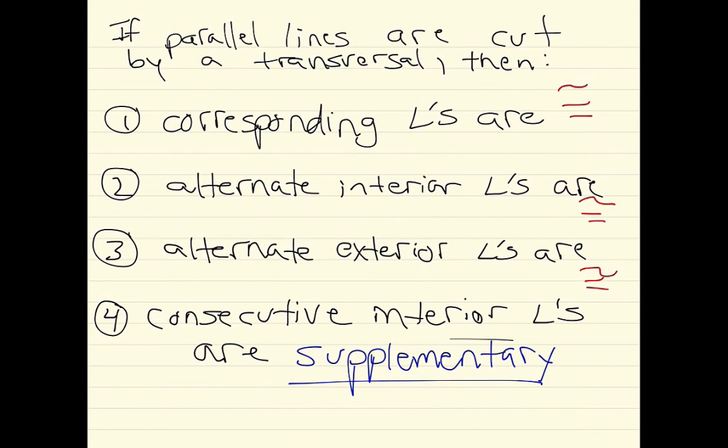The beginning is the same for all 4 theorems, and you must mention that. If parallel lines are cut by a transversal, then we get 4 relationships. Corresponding angles will be congruent, alternate interior angles will be congruent, alternate exterior will be congruent, but the oddball, the consecutive interior angles, will be supplementary or add up to 180 degrees.